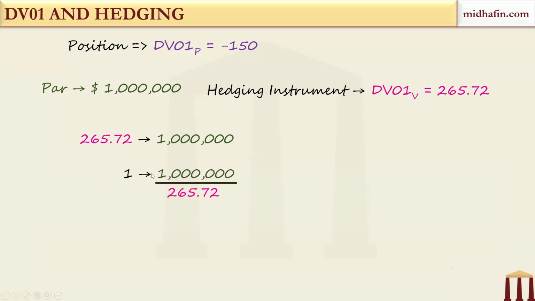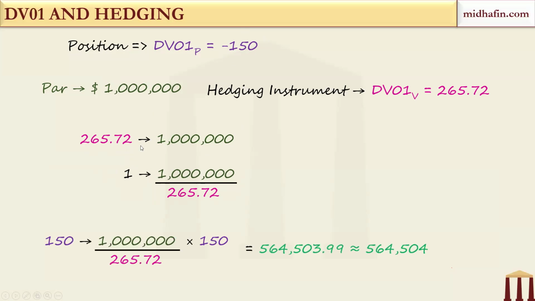So when the DV01 is 1, the face value should be equal to this amount. And my existing DV01 is minus 150. So when the existing DV01 is minus 150, the face value amount should be equal to 564,503.99, or roughly $564,504 of the face value of the hedging instrument. If I invest in this much face value of the hedging instrument, I will be able to reduce my exposure.